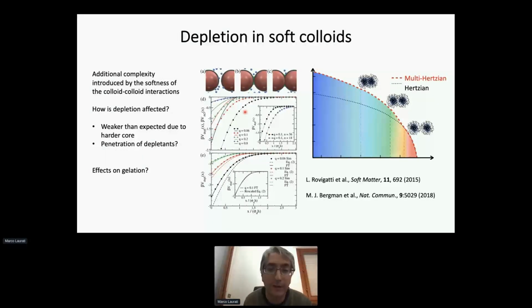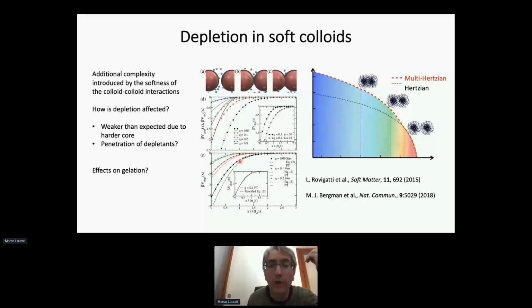Actually, depletion was found to be rather weak, and this was explained essentially with the fact that the density of the soft colloids is not uniform, so you have to consider that the core of the particles is harder than you would expect in a first approximation. And then there are also other effects which might affect the depletion, which is the possible penetration, for example, of the depletants inside the microgels.